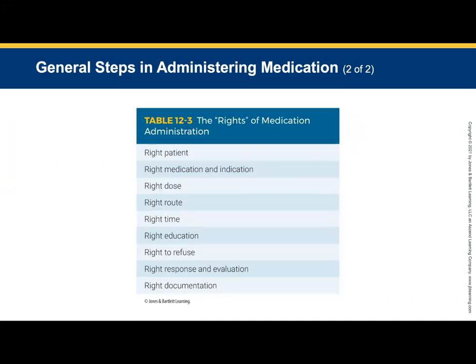All right, the right to refuse. The patient with decision-making capabilities needs to be fully conscious. They need to be awake, alert, and oriented to person, place, and time. They can make the decision to decline or refuse the proposed intervention or medication. And then the last one is right response and evaluation. Sorry, that's not the last one, but monitor the patient's vital signs, mental status, signs of perfusion, respiratory status, and effort after medication.